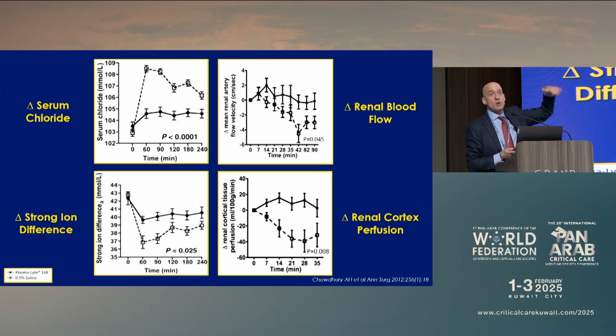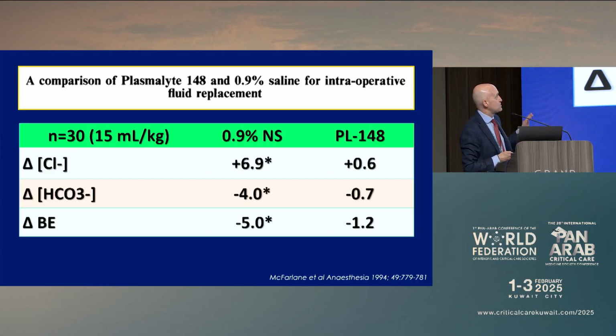0.9% saline increased the chloride in the blood. It decreased the strong ion difference, and that was consistent with an iatrogenic metabolic acidosis, but it also had decrements really quickly in renal blood flow and renal cortical perfusion. So there's no doubt that 0.9% saline in sufficient doses can have adverse or meaningful effects on renal perfusion and rates of acute kidney injury.